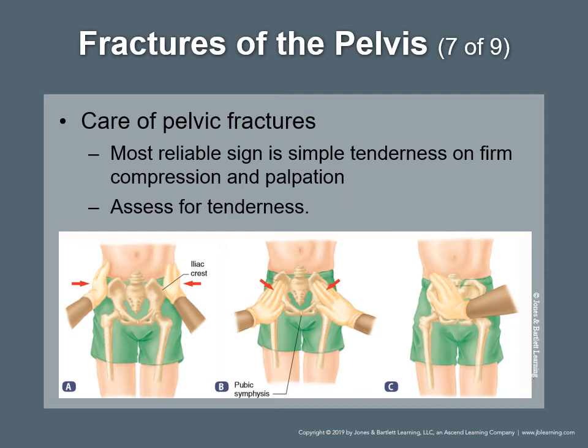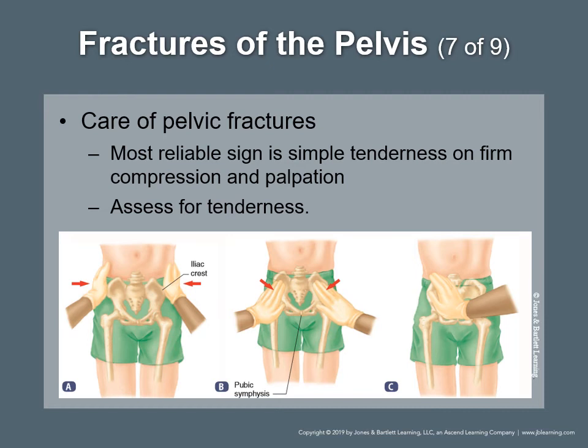Care of pelvic fractures. Suspect a pelvic fracture if the patient has sustained a high velocity injury and experiences discomfort in the lower back or abdomen. Deformity or swelling may be difficult to see. The most reliable sign is simple tenderness on firm compression and palpation. Firm compression on the two iliac crests will produce pain at the fracture site in the pelvic ring.